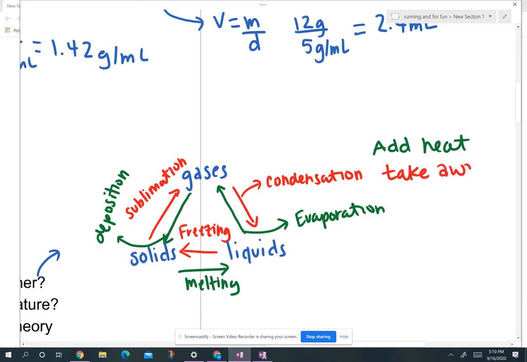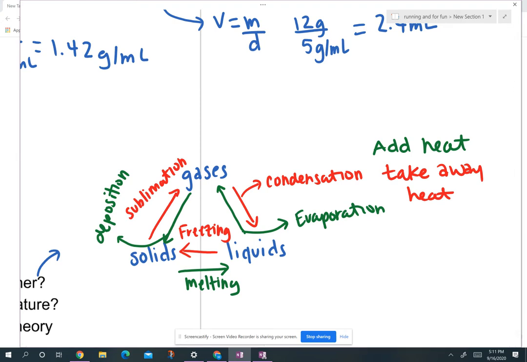Take away heat, right? So for the red ones, that is what happens when you take away heat. So sublimation, all of that, that is how we take away heat. And then you can also go ahead and add heat. So you can add or take away heat, and that's how you get through these ones.